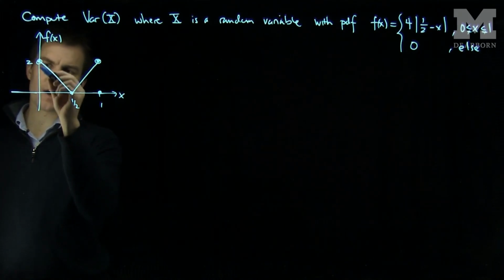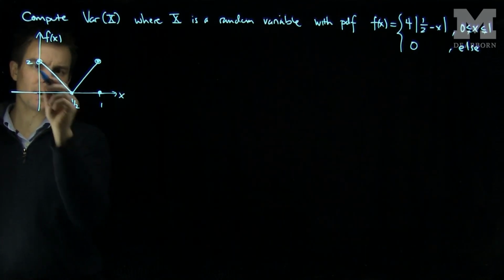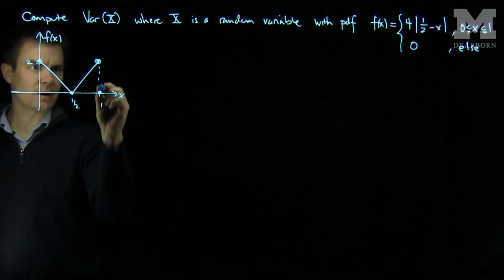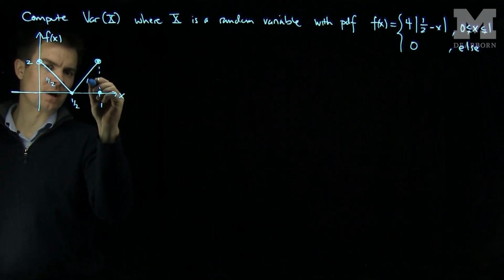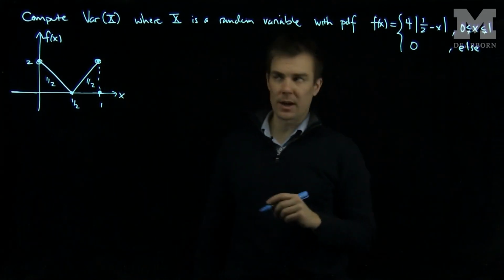So we can see that this is a triangle with height 2 and base 1/2. So the area of this triangle over here is 1/2. The area of this triangle over here by symmetry is 1/2, and so the area under the graph is 1, therefore it is a valid PDF.